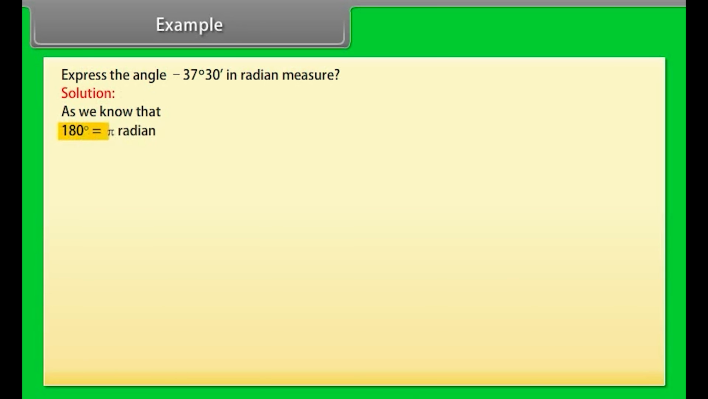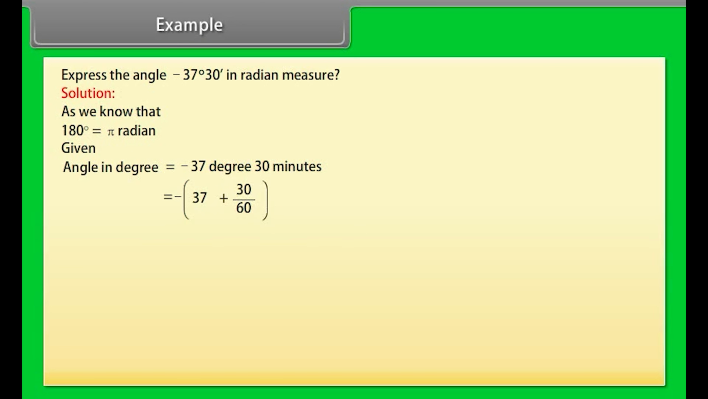Example. Express the angle minus 37 degree 30 minutes in radian measure. Solution. As we know that 180 degree is equal to pi radian. Given angle in degree is minus 37 degree 30 minutes, which is equal to minus of 37 plus 30 by 60, equal to minus of 37 plus 0.5, equal to minus 37.5.